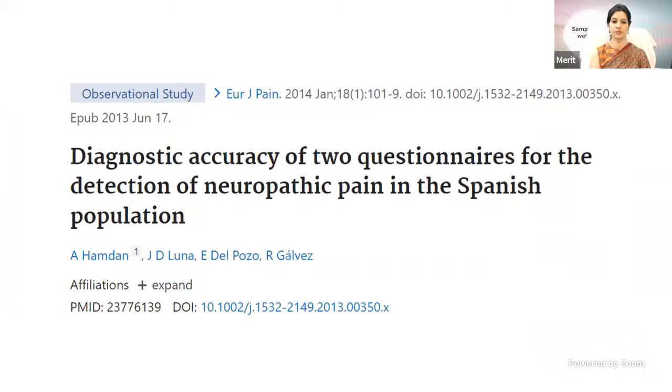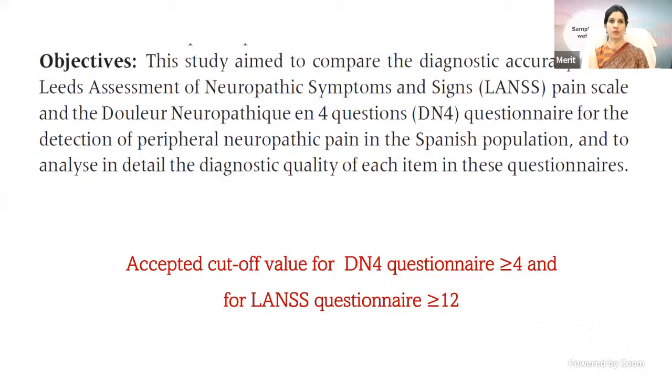Another example for these two proportions: diagnostic accuracy of two questionnaires for detection of neuropathic pain in the Spanish population. So they have used two questionnaire methods. The study aimed to compare the diagnostic accuracy of the Leeds Assessment of Neuropathic Symptoms and Signs, which is the LANSS pain scale, and the Douleur Neuropathique 4 questions, which is the DN4 questionnaire, for the detection of peripheral neuropathic pain in the Spanish population. They have recommended the cutoff value of 4 for the DN4 and more than or equal to 12 for the LANSS. That means if the score is more than or equal to 12, there is neuropathic pain. And if they're using the DN4 questionnaire, more than or equal to 4 means that there is neuropathic pain.